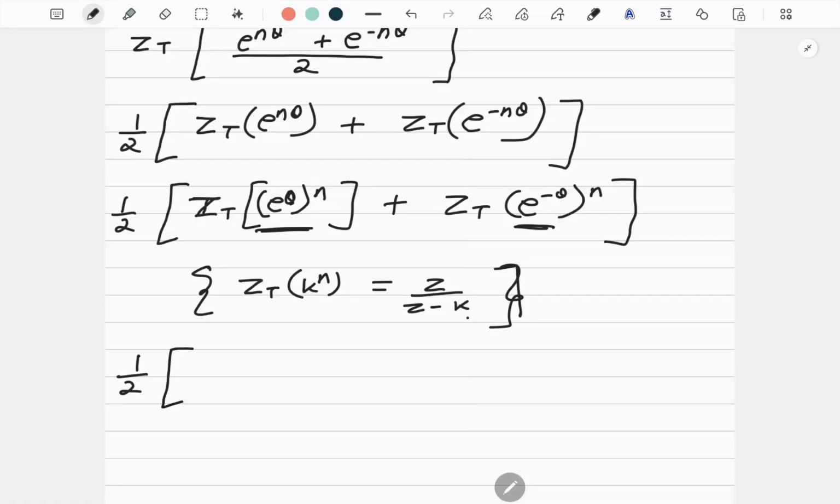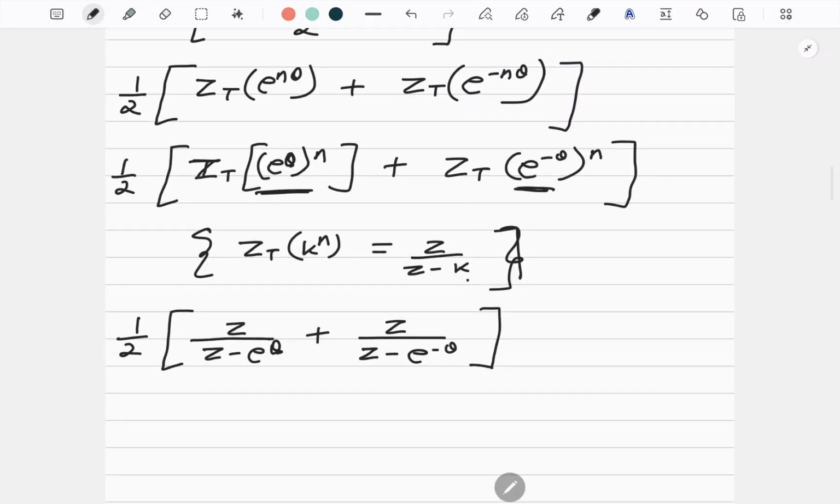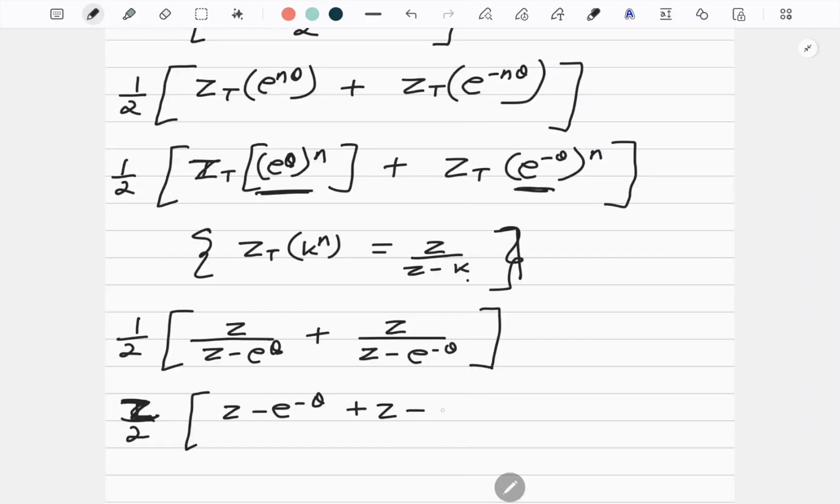So 1 by 2, this will become z upon z minus e to the power theta plus z upon z minus e to the power minus theta. Okay, now take the LCM. So 1 by 2, z I can take out. So I am left with z minus e to the power minus theta plus z minus e to the power theta, upon, multiplying the denominators since I am taking the LCM, this becomes z square, then minus z times e to the power theta plus e to the power minus theta, plus 1.